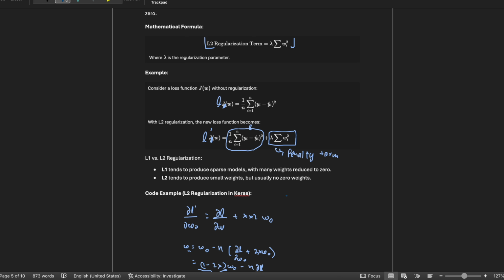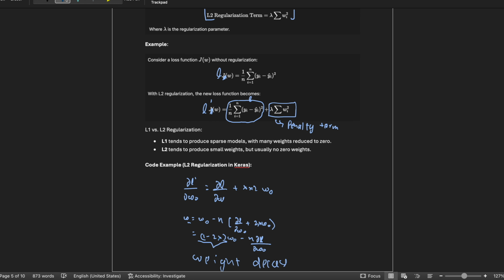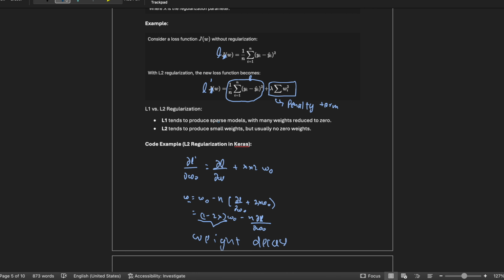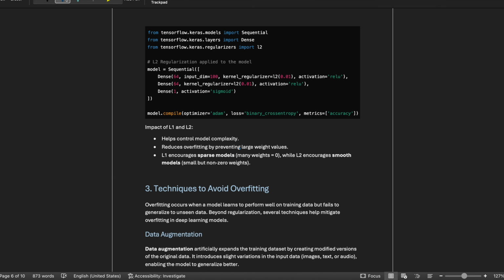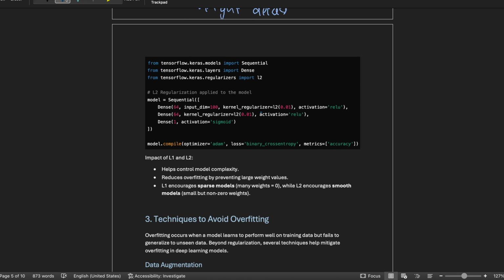You don't need to go too deep into the mathematics. You just need to understand what is happening, how the formulas are working, and how it is decreasing the weights. L1 tends to produce sparse models with many weights reduced to zero, which I already told you. Because many weights are turned to zero, the model becomes a sparse model. And L2 tends to produce small weights, but usually no zero weights. This was already told, and this is the code which will be shown to you later.